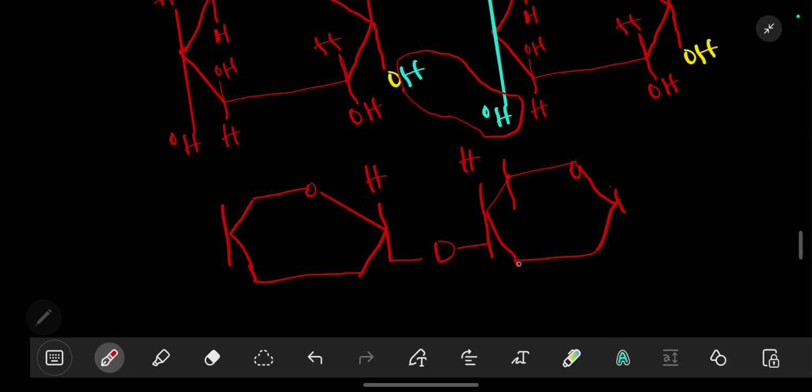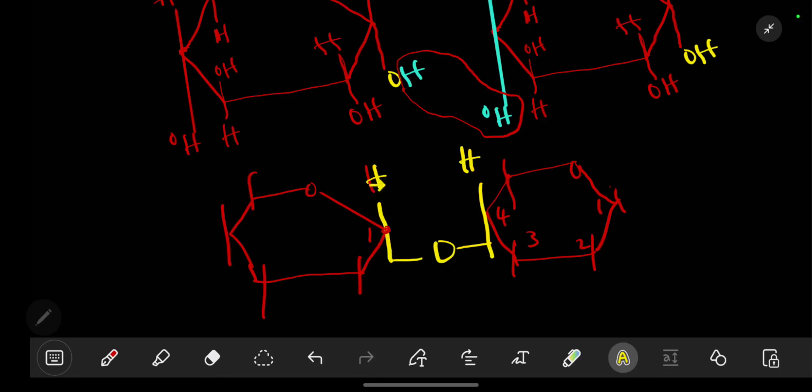So here we have each and everything, but just to explain, this is what I am drawing. So this is a 1-4 glycosidic bond. Remember how we number the carbons: the first carbon from the oxygen going clockwise is number 1, number 2, number 3, number 4. So this is carbon number 4, then this is number 1. So this is where the bond is taking place. So this is a 1-4 glycosidic bond.